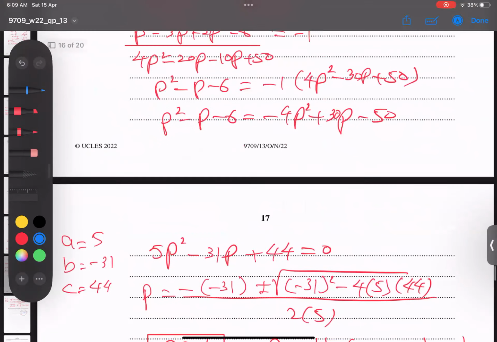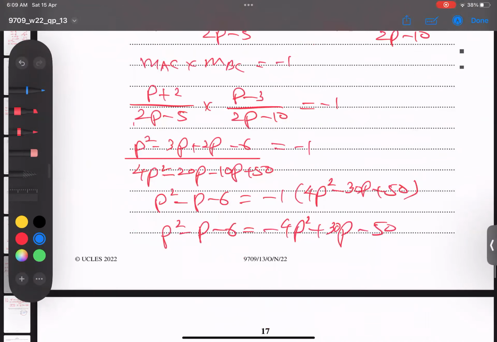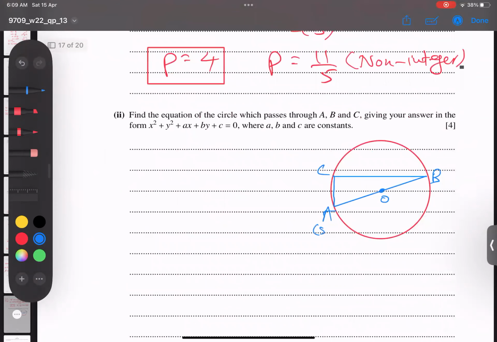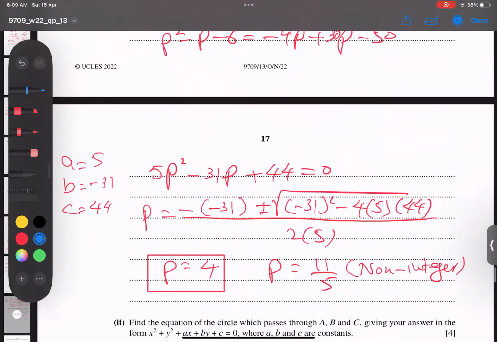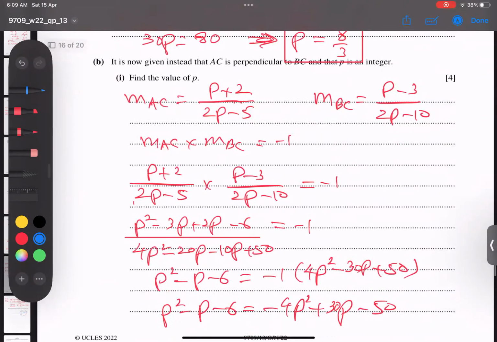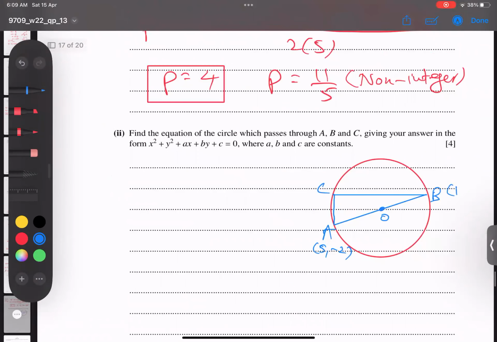A's coordinates are (5, -2). And B's coordinates are (10, 3): x is 10, y is 3. C's coordinate, no need. And for your knowledge, this is a 90-degree angle.